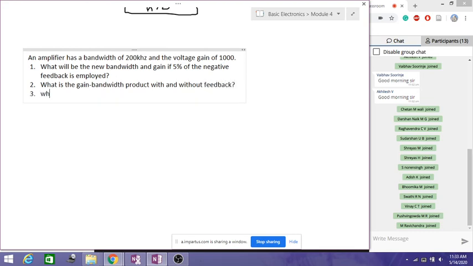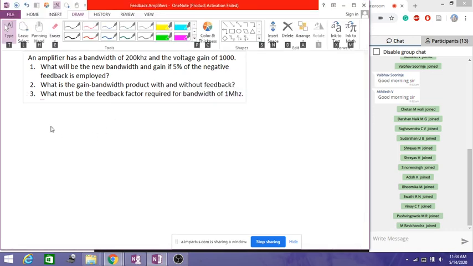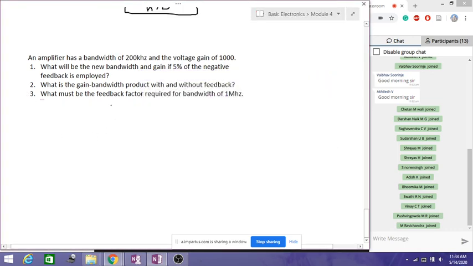And the third is, what must be the feedback factor required for a bandwidth of 1 megahertz? So what is the bandwidth required for 1 megahertz? So this is our question here. So it is given there is a bandwidth. We have not talked about the bandwidth. Anyway, I'll give the equation for that straight away.